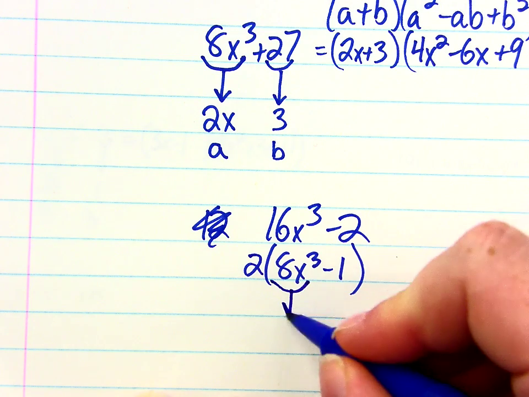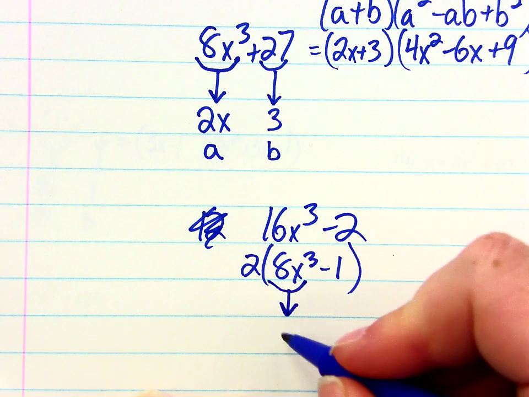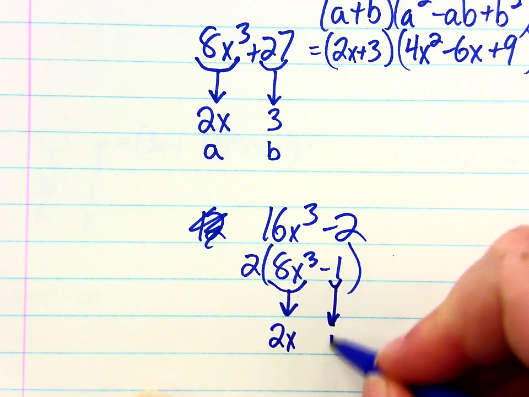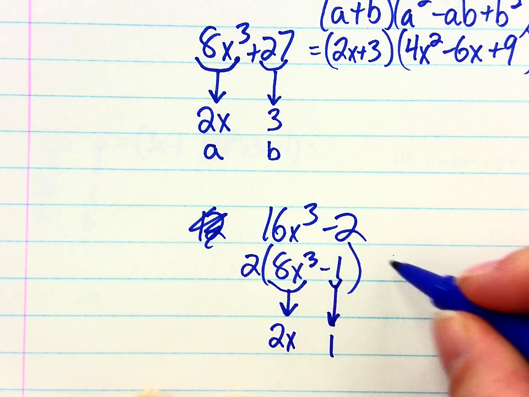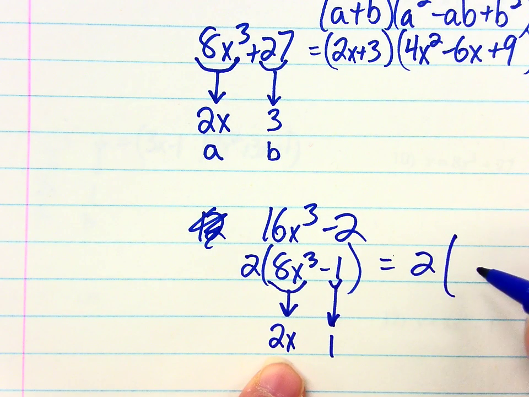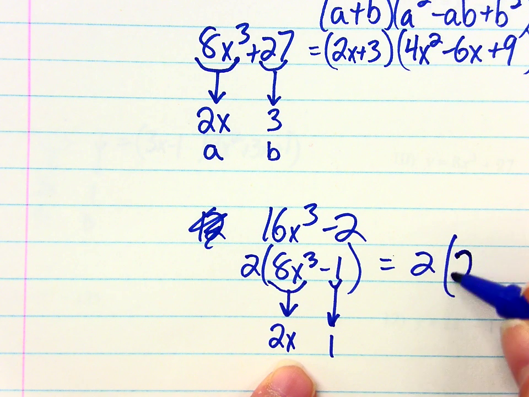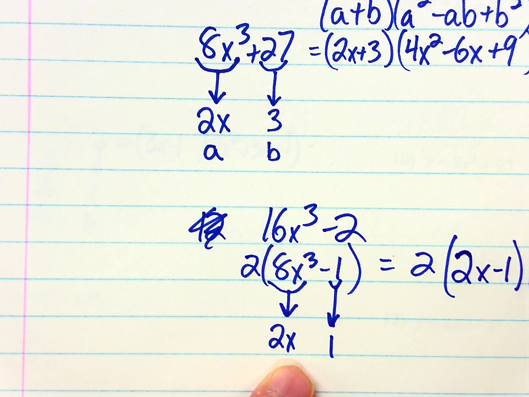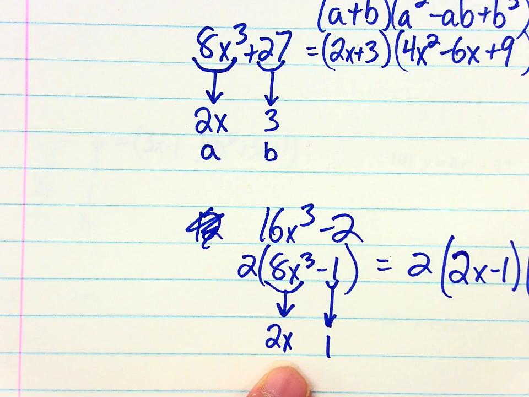So now I'll figure out the cube root of 8x cubed is 2x, and the cube root of 1 is just 1. So I'm going to have 2, just that 2 from before. Now times, this is minus, so I want a minus b, so that would be 2x minus 1. And then I want a squared, 4x squared, plus ab, plus 2x, and then plus b squared, plus 1.